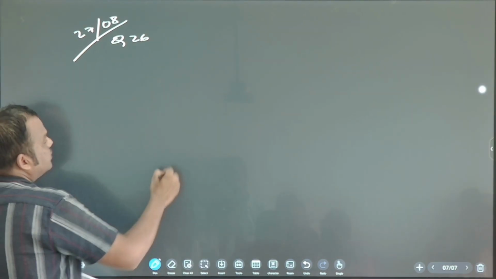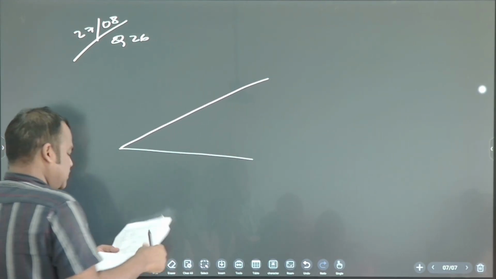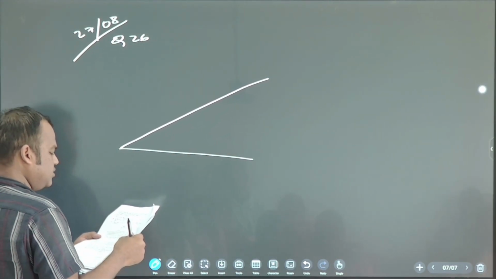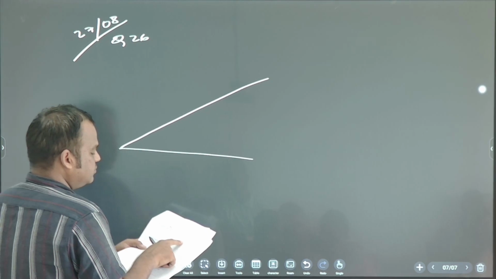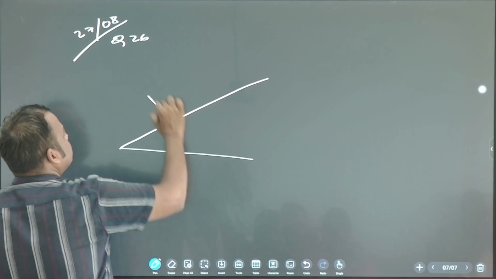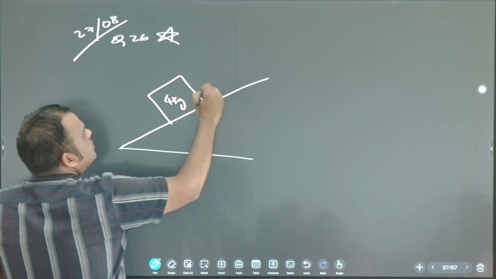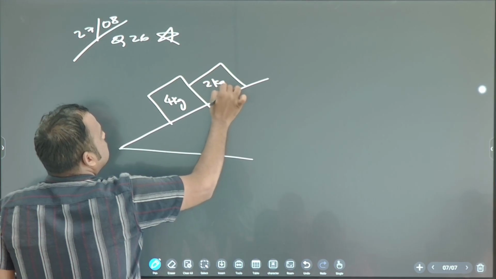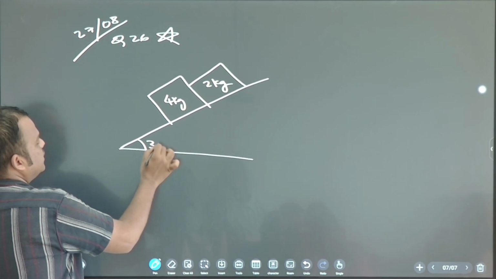So two blocks are there. This is the inclined plane. Is it rough or smooth? Rough. The figure shows two blocks in contact. This is also an important question. 4 kg, 2 kg. Angle of inclination 30.